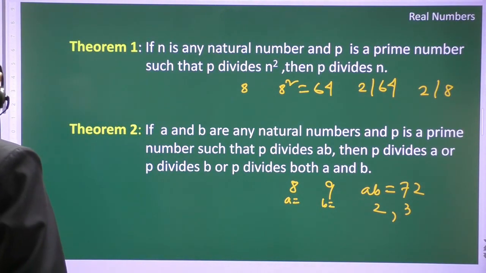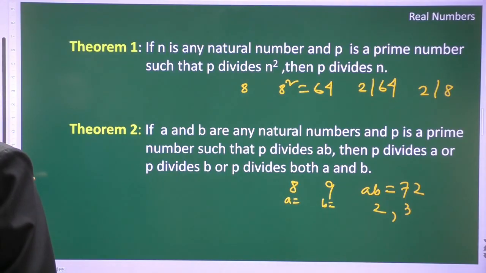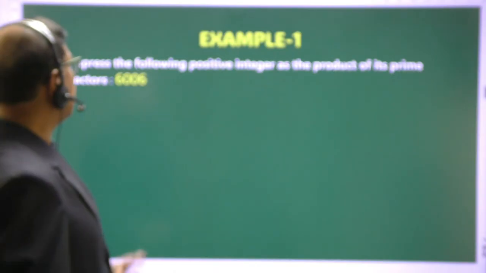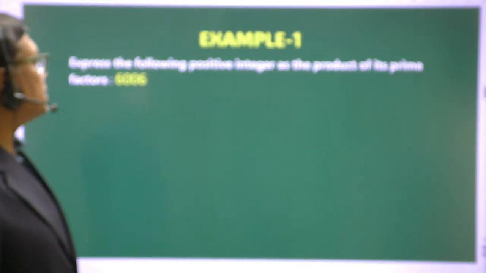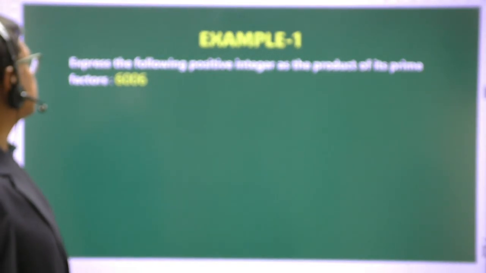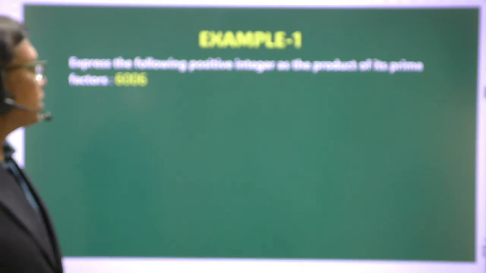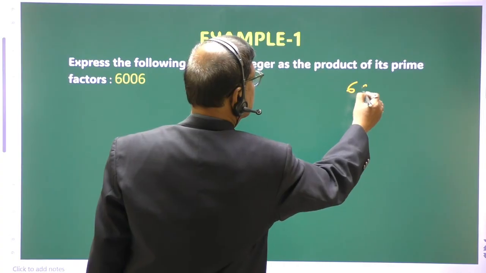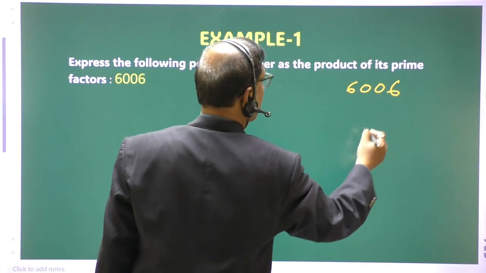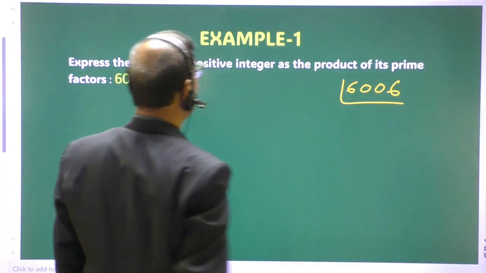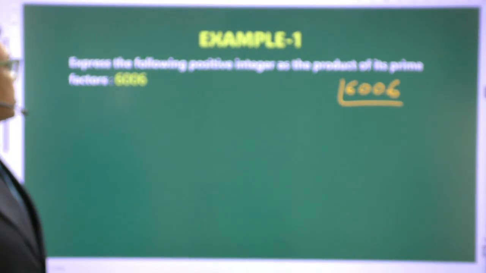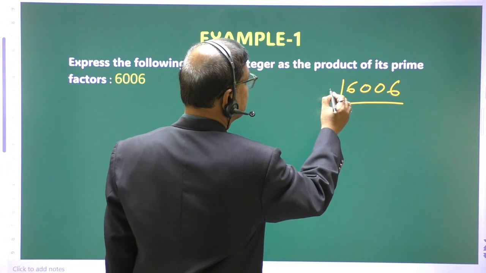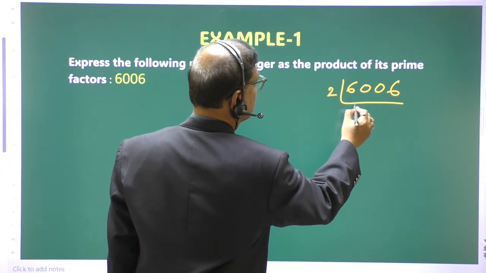Now I'll discuss one example sum. Express the following positive integer as the product of its prime factors: 6006. We have to express it as the product of prime factors. So what is the first prime number? We'll take 2.